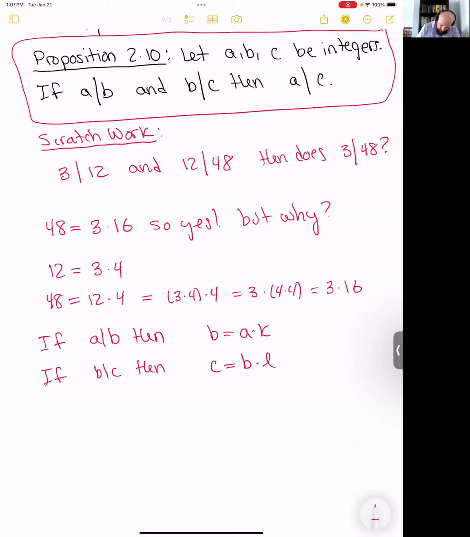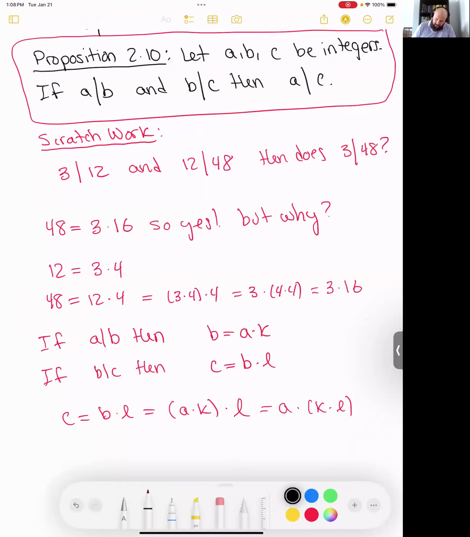And so if we look at C, C is equal to B times L. And just like we did with the 12 before, I can rewrite the B as A times K. And then just to really make it pretty at the end here, we can make it very clear that that means it's A times some integer, right? Okay, but now we should write up the proof carefully.